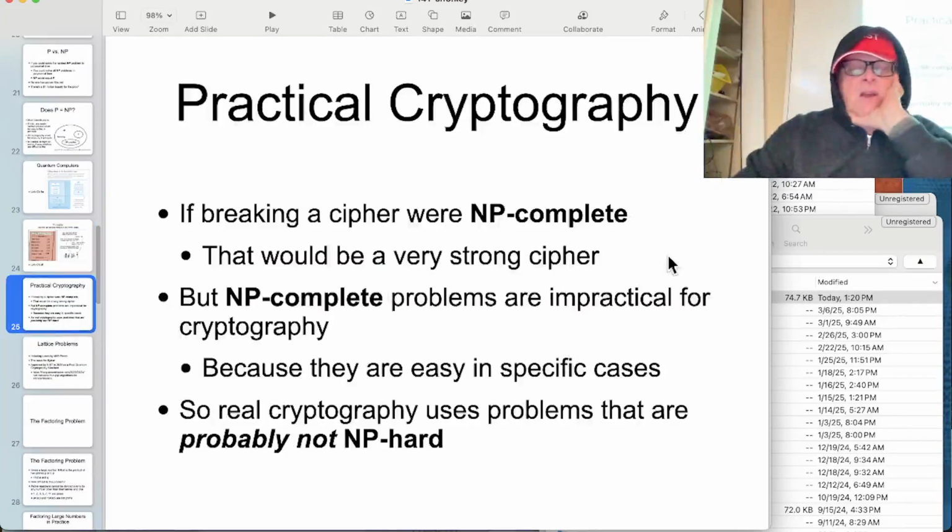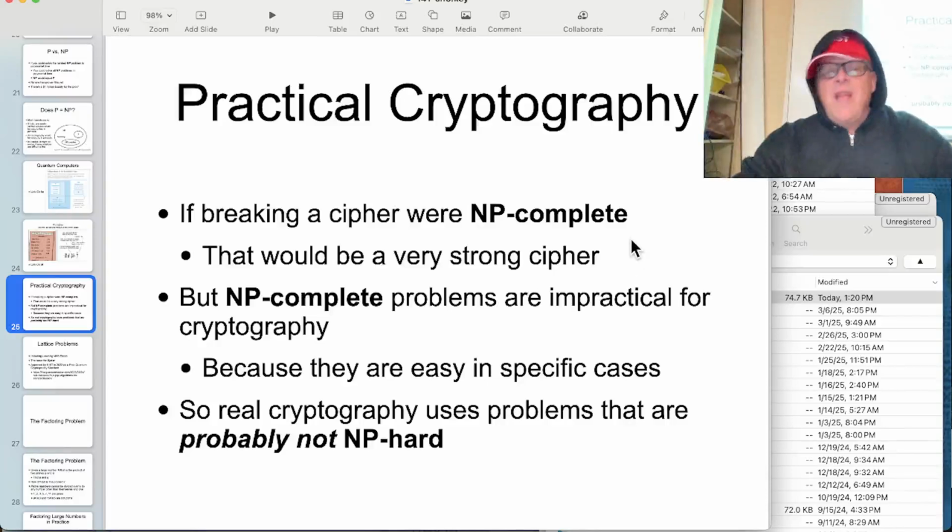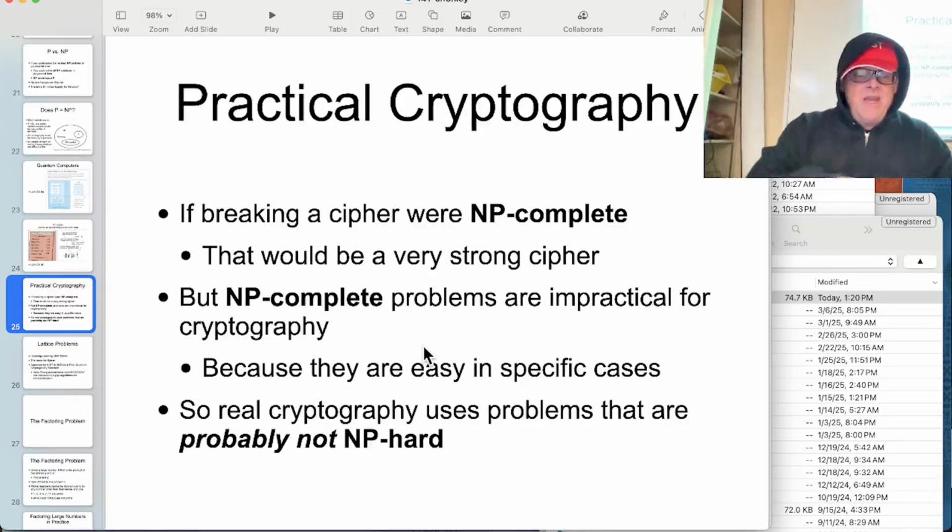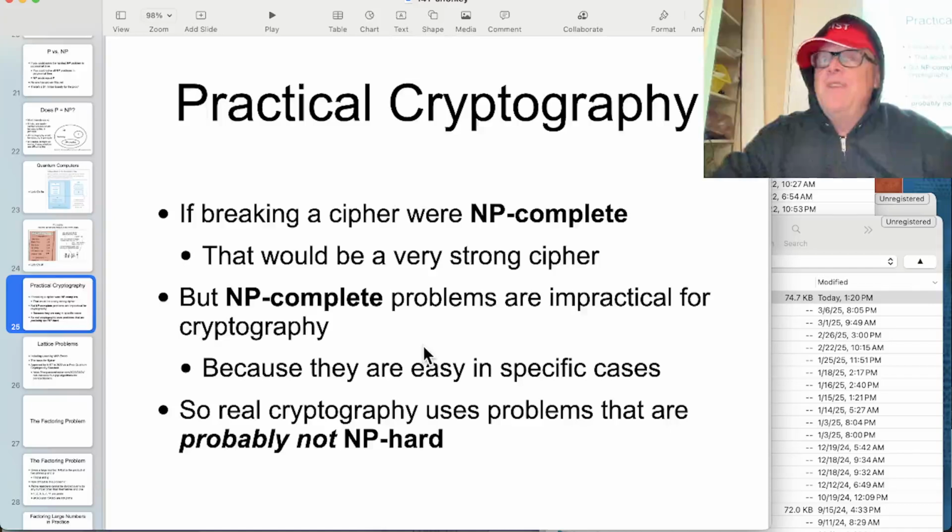And all right, breaking a cipher that's NP complete would be a strong cipher. But the problem is NP complete problems turn out not to be good to use because, as you mentioned, there are certain cases where they're easy. Like if you solve the graph problem and the numbers are just in a line, then the graph problem gets easy. So it's not always hard. The fact is that the general problem is hard, but certain cases are easy.